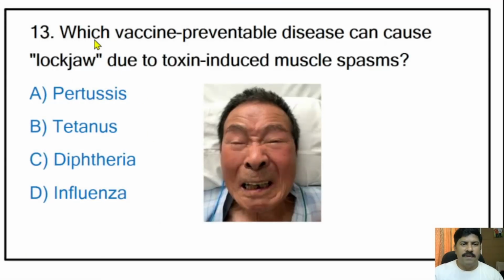13th question. Which vaccine preventable disease can cause lockjaw due to toxin-induced muscle spasm? Pertussis, tetanus, diphtheria, influenza. So lockjaw is a characteristic feature of tetanus.